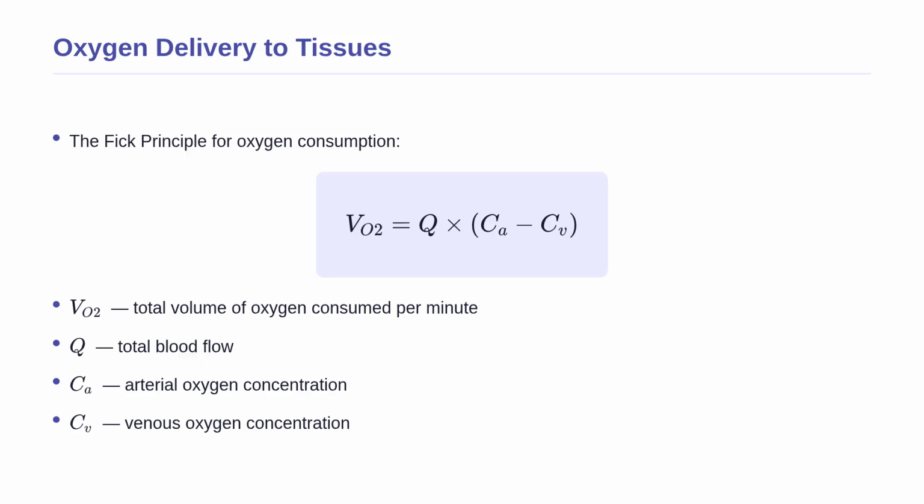The term in the parentheses represents exactly how much oxygen was extracted from each liter of blood. If blood flow increases, oxygen delivery increases. If the tissues extract more oxygen, the venous concentration drops and total consumption increases.